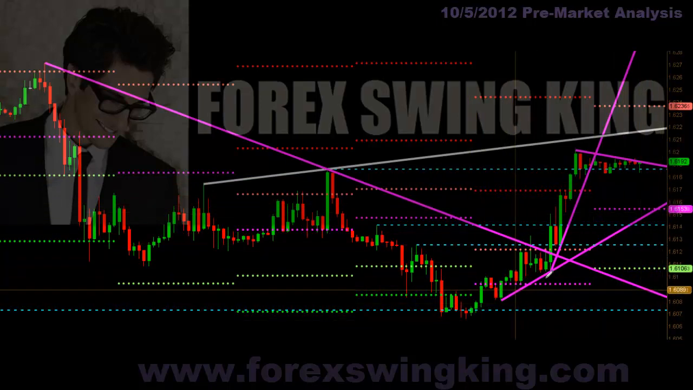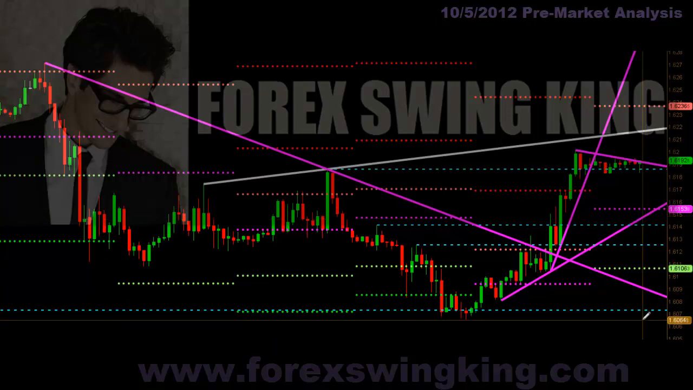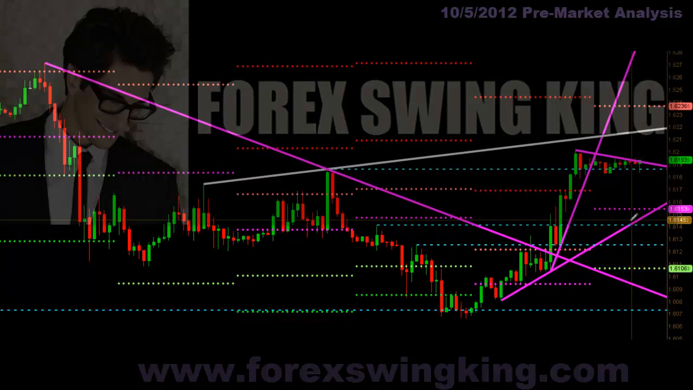diagonal support down here. If we can get to that level and unfavorable NFP results come out, we could see a major break, and it's going to fall through the 1.6064 level. So that's ultimately what I'm looking for this trade to do. And if it can break through this level, there's going to be a high probability it's going to continue to fall like a knife to the downside.